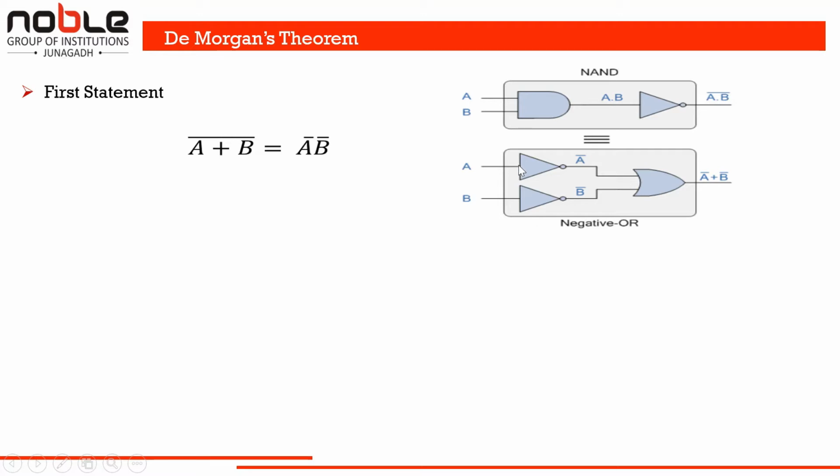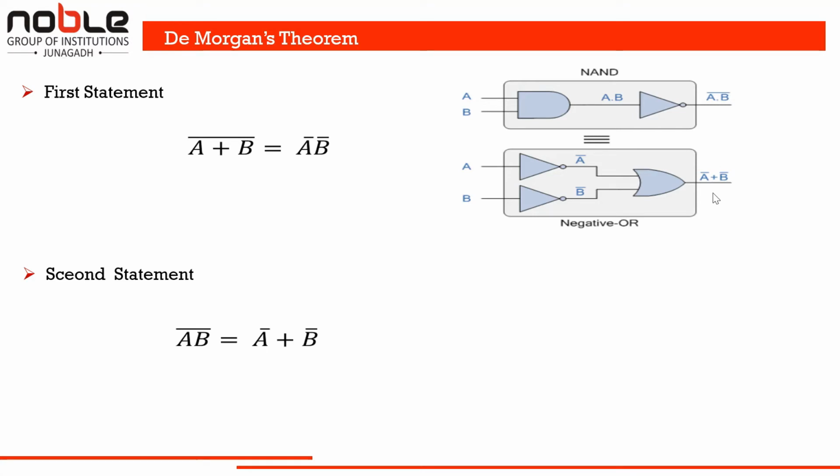It has two NOT gates. The first NOT gate has input A and its output is A bar, while the second NOT gate has input B and its output is B bar. These two outputs are connected to the OR gate inputs. Hence, the output of the OR gate is A dash plus B dash.